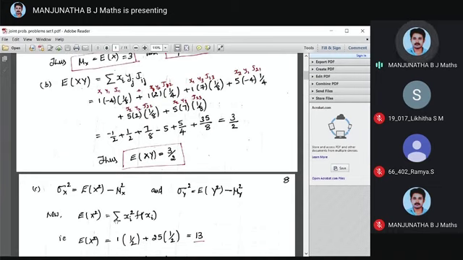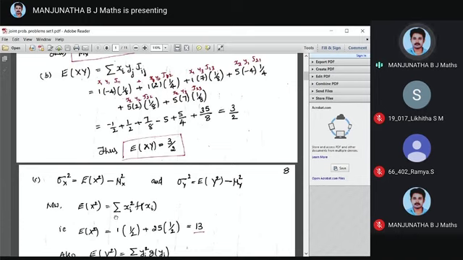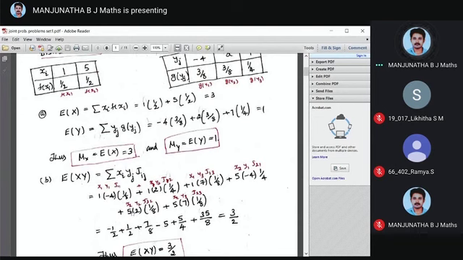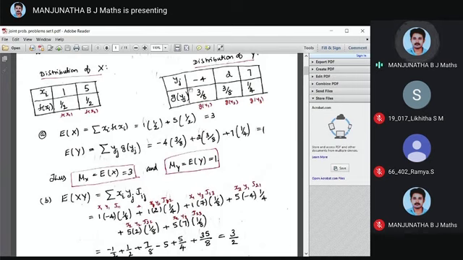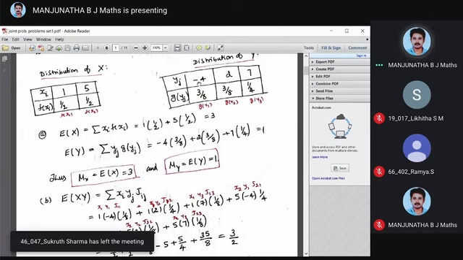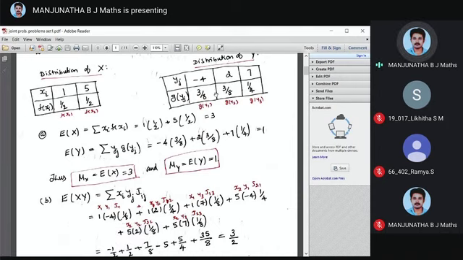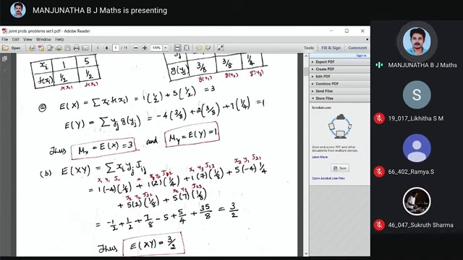Now I want expectation of x square. What is the expectation of x square formula? Summation of xi square into f of xi. What is xi square? 1 square into 1 by 2 plus 5 square into 1 by 2. Expectation of y square is summation of yj square into g of yj: minus 4 square, that is 16 into 3 by 8, plus 2 square, 4 into 3 by 8, plus 7 square, 49 into 1 by 4.